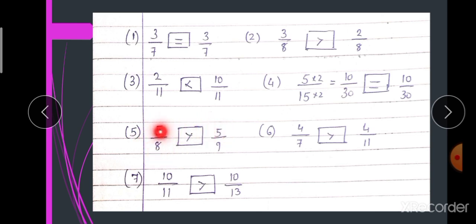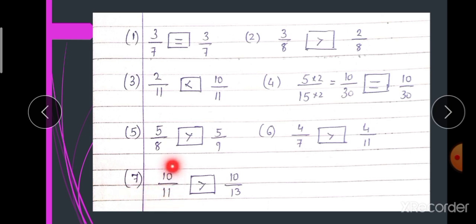If the numerators are both the same, the fraction having the smaller denominator is bigger as compared to the fraction having the bigger denominator. So here 5 upon 8 is greater than 5 upon 9. In the same way, 4 upon 7 and 4 upon 11, the numerators are both the same, denominators 7 and 11, 7 is smaller than 11, therefore 4 upon 7 is greater than 4 upon 11.